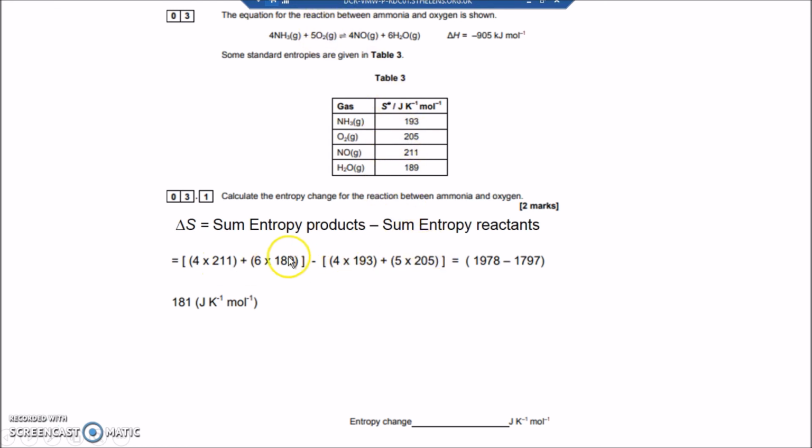So you calculate the sum of the entropy of the products, and you take away the sum of the entropy of the reactants, and it equals 181 joules per Kelvin per mole. You know it's in joules because it's in joules per Kelvin per mole. If it asks for it in kilojoules, you'd have to divide that by 1,000, and it would be 0.181. Remember, joules into a higher unit value like kilojoules is a divide by 1,000.